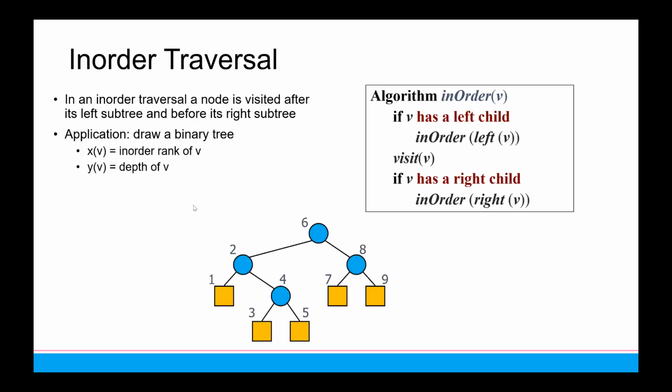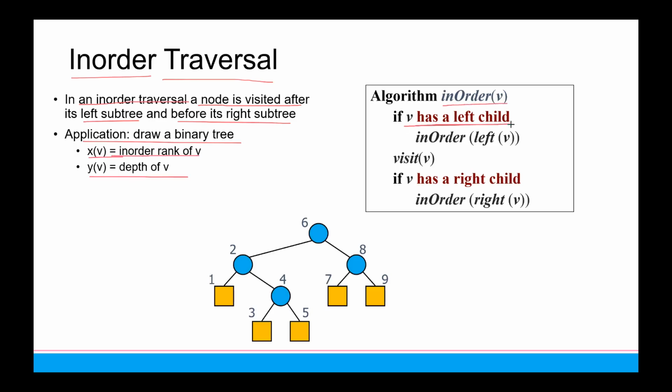For the binary tree, we can have traversal as well. So the in order traversal. In an in order traversal, a node is visited after its left subtree and before its right subtree. What does it mean? The application is how to draw a binary tree. We have the in order rank of V for X of V, and then Y of V is the depth of V. So this is the algorithm in order V.